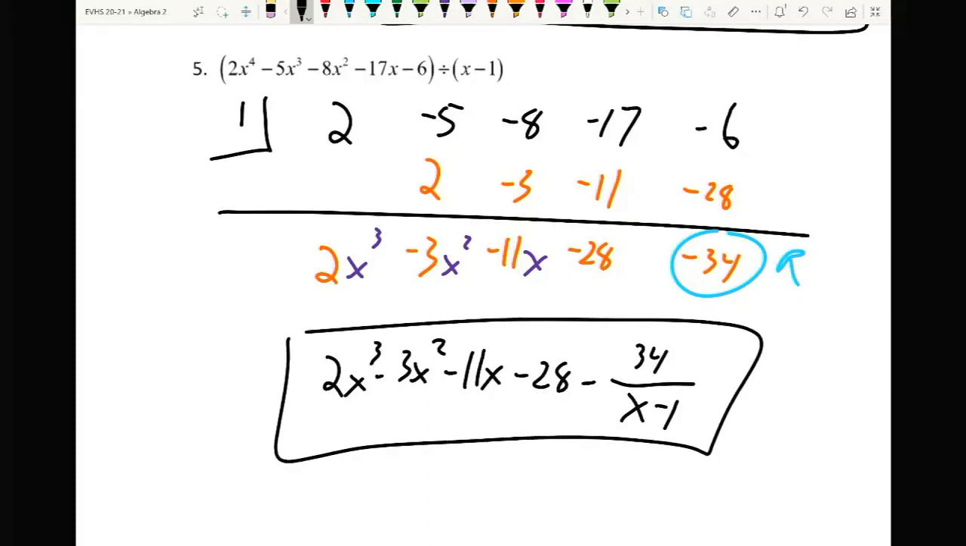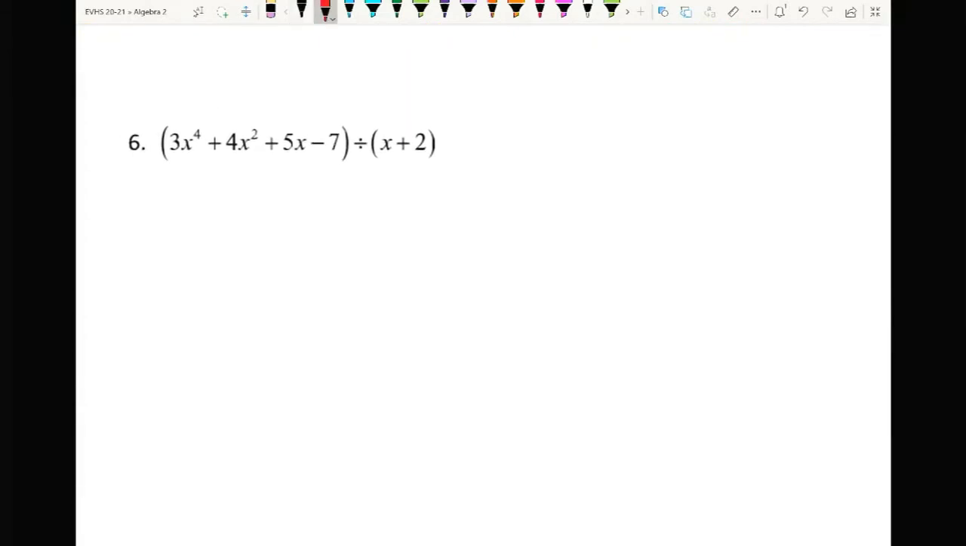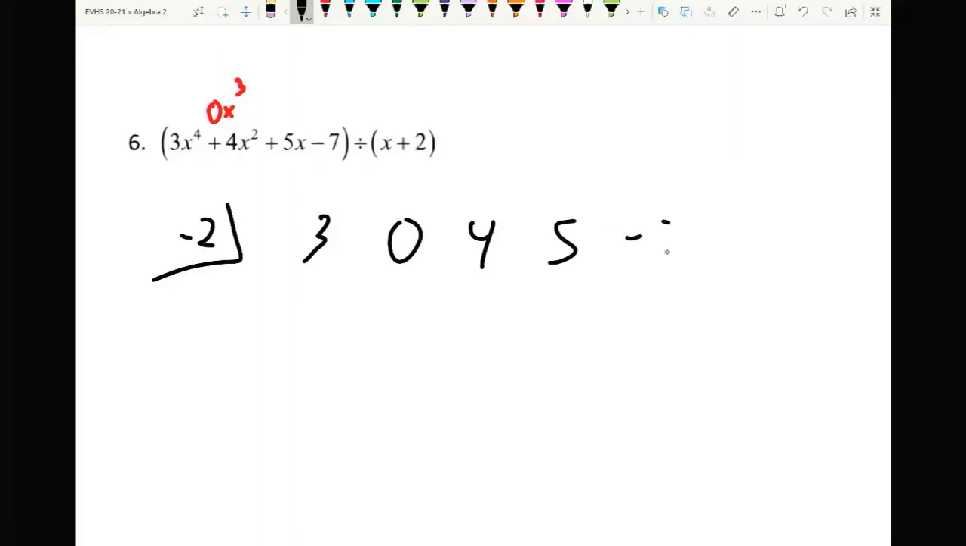All right, plugging and chugging now. Let's see, number 6. Looks like I need my 0x cubed, x squared, x to the 1st. Okay, change that sign around, negative 2. I just realized we're doing a lot of 2's on this entire page. Okay. 3, 0, 4, 5, negative 7.